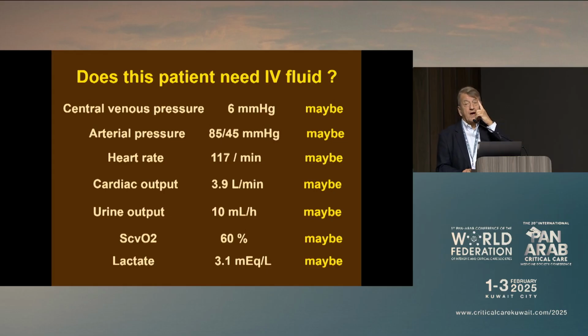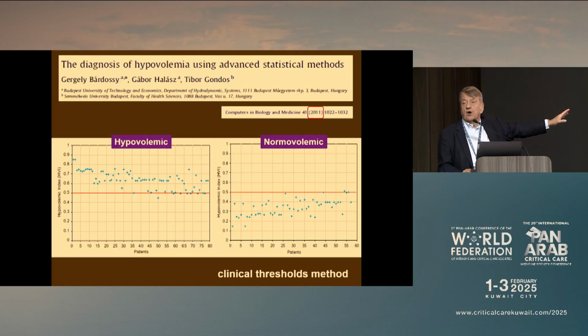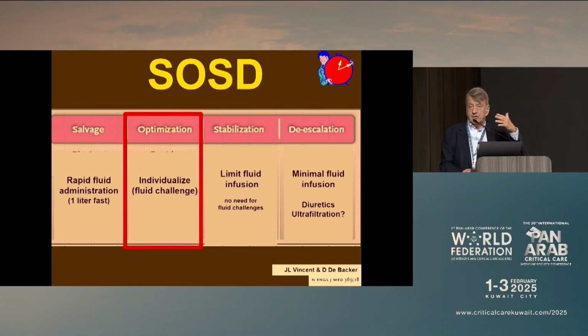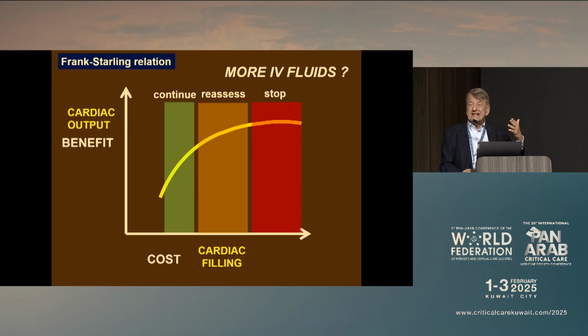Our human brains cannot really put together more than 2, 3, 4 variables. That's really a maximum. But already a number of years ago, it was proposed that with advanced statistical methods, we could indeed integrate variables. And this could be done, of course, in the optimization phase. It's already not so easy to use the Frank-Starling relationship at the bedside to say, okay, if cardiac output increases, I'll continue to give fluids.